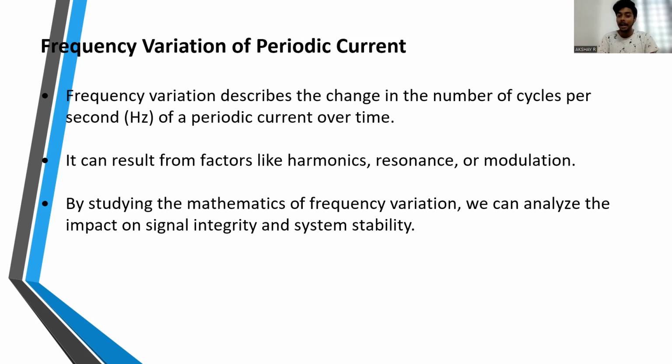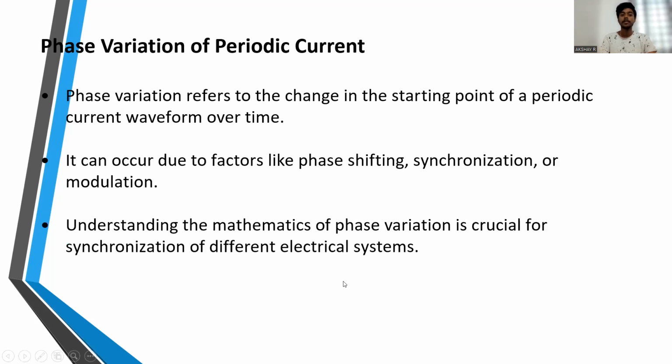By studying the mathematics of frequency variation, we can analyze the impact on signal integrity and system stability. The information about frequency is physics-related, which everyone knows. Why mathematics? Because we can analyze the impact on signal integrity and system stability. This is one of the important points I mentioned for frequency variation of periodic current. Next, phase variation.